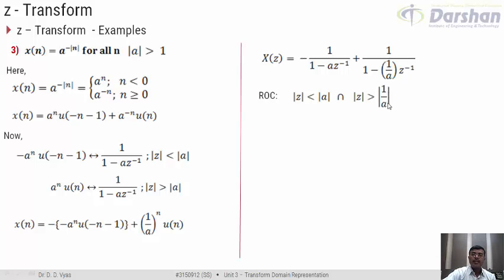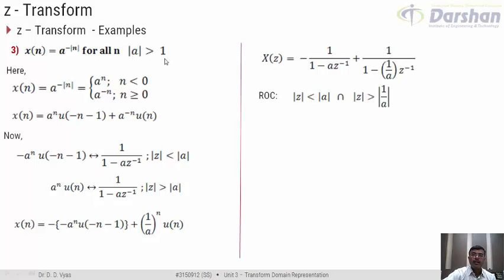Now this makes sense because ROC then can be between 0.5 and 2, because ROC should be greater than 0.5 and less than 2. So we have a common area in between, which is the area between z equal to 0.5 and z equal to 2. However, if a is less than 1, say for example 0.5, then this says that mod z should be less than 0.5, and this says that mod z should be greater than 1 upon 0.5, that is 2. So here there is no common region between the two, because this says less than 0.5 and this says greater than 2, so there is no common region.